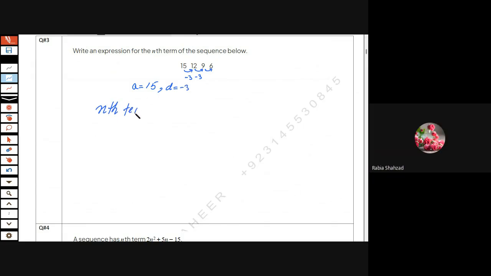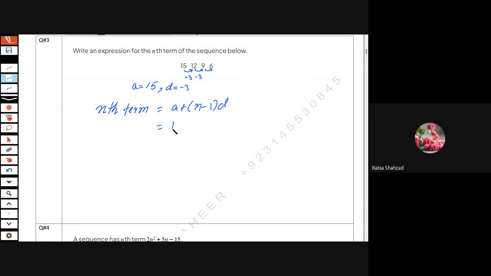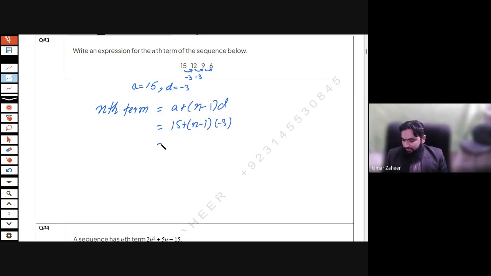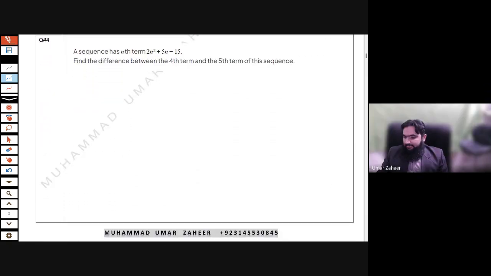It will be a plus n minus 1 into d. A is 15 plus n minus 1 into minus 3. Use the bracket. So 15 minus 3n and minus into minus is plus 3. So we will get 15 plus 3, it is 18 minus 3n, and this is the nth term of this sequence. Yes, everyone, is it clear? Yes, sir.